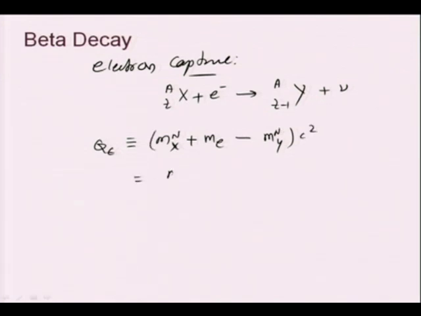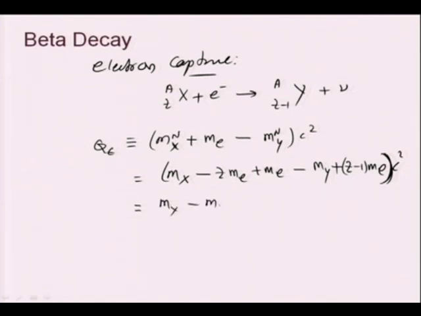So, that is equal to [m_X atomic mass minus Z m_e plus m_e minus (m_Y atomic mass minus (Z minus 1) m_e)] c square. This is equal to (m_X minus m_Y), the atomic masses, c square.